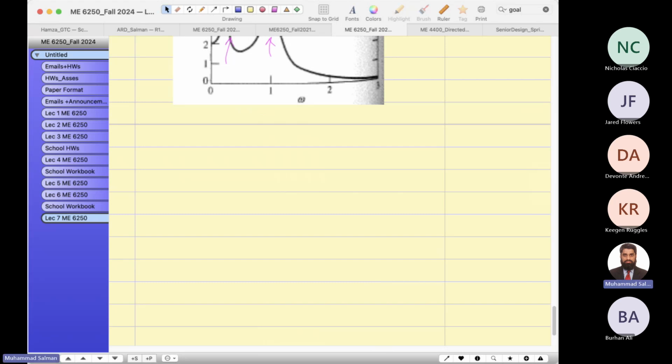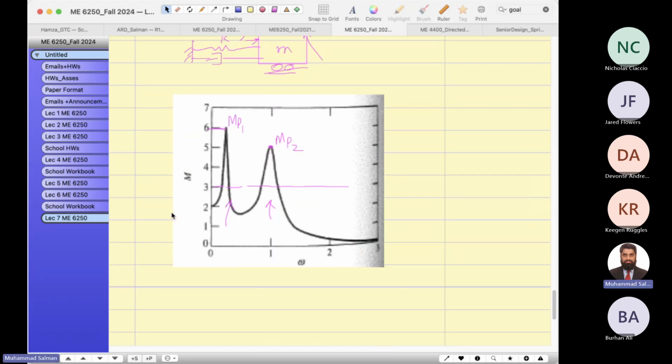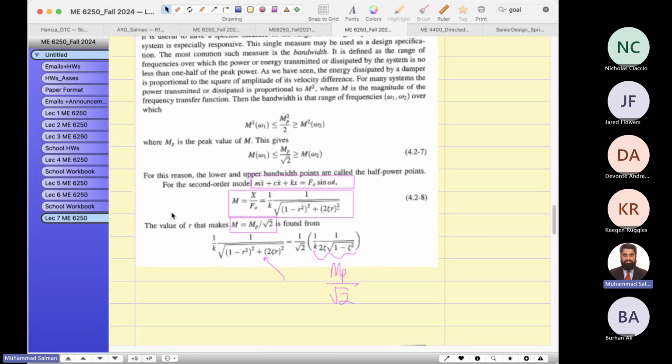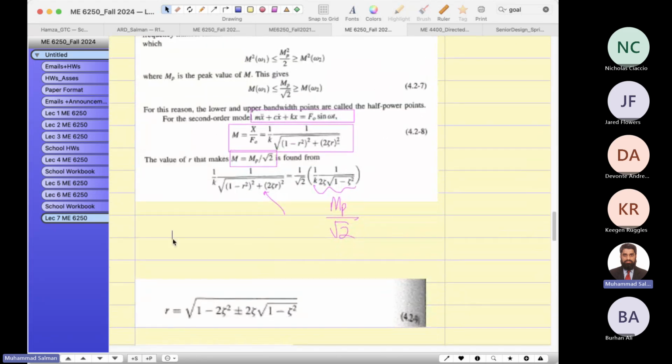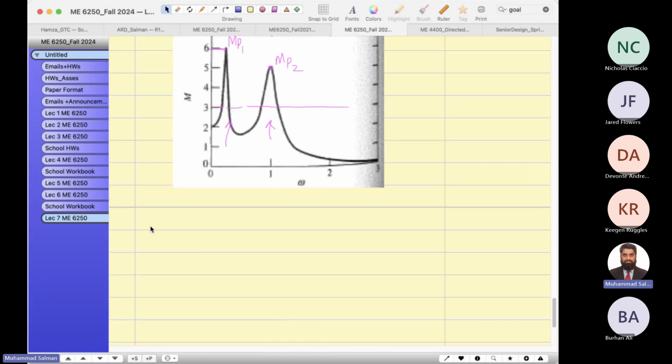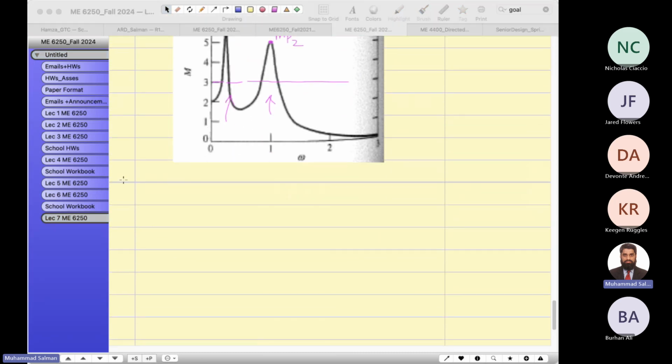This can be another case. The main takeaway from this section is that when you have a transfer function, you can plot it in MATLAB. Type in bode. I have shared the videos with you, so maybe you can do some homework regarding this.